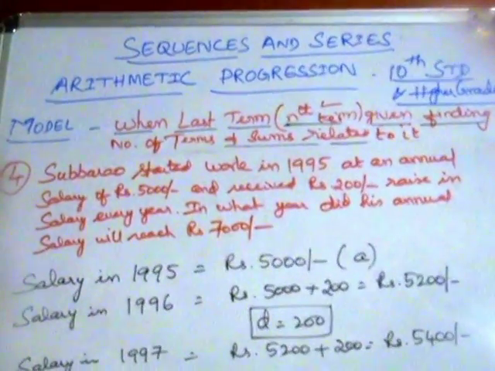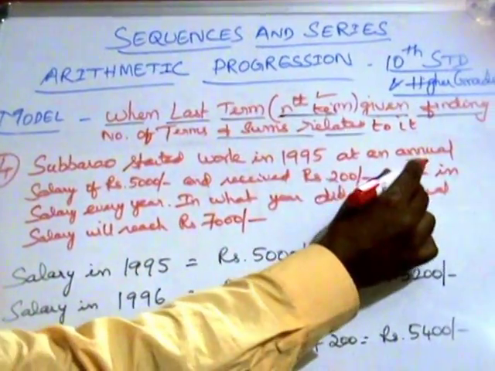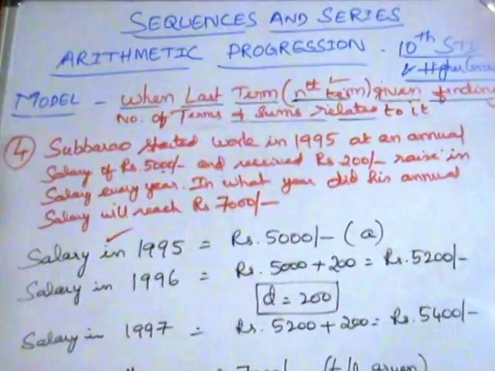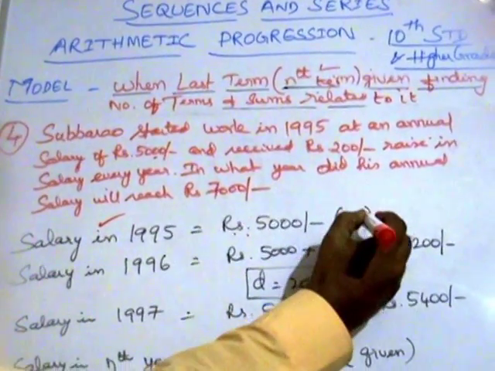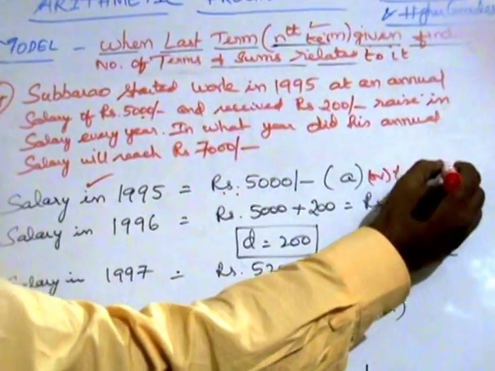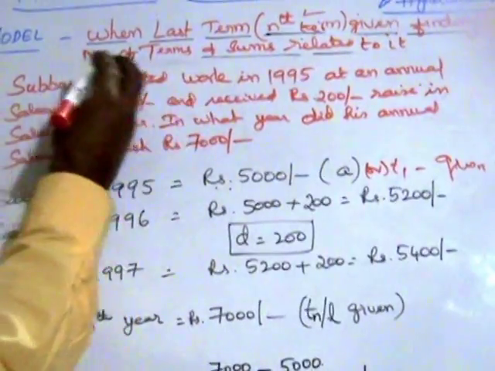We'll see in another sum. Subbarao started work in 1995 at an annual salary of 5,000. So salary in 1995 is 5,000. That is called A, or you can call also T1. This is given. Okay, 5,000. This is statement 1.